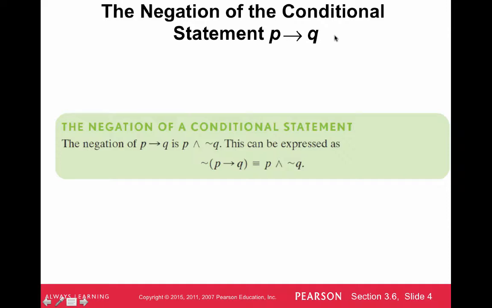So remember, the conditional statement is if P then Q, so the arrow really means then. If P then Q really means if you have P then you have Q. The negation of that statement is P and not Q. So if you have P then you have Q, the negation is P and not having Q. This can be expressed as: the negation of a conditional is equivalent to P and not Q.